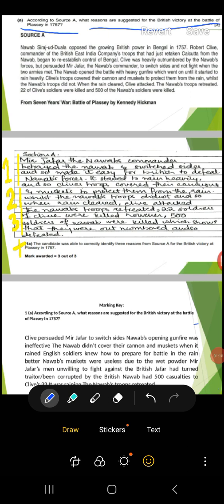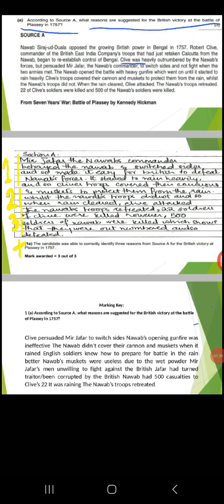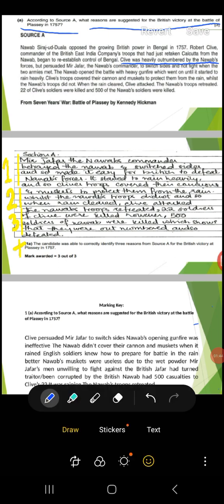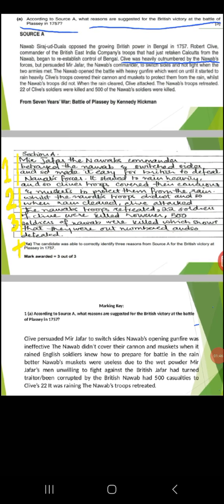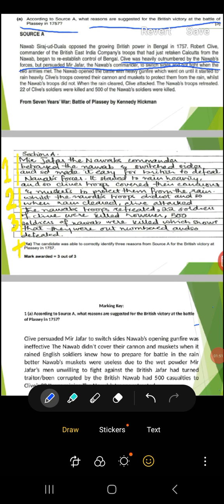Clive was heavily outnumbered by the Nawab's forces but persuaded Mir Jafar, the Nawab's commander, to switch sides and not fight when the two armies met. You see, here you will find the answer. What was the reason given for the British victory? That Clive was heavily outnumbered. Though Clive was heavily outnumbered, we can highlight this. But how did he succeed? He persuaded Mir Jafar, the Nawab's commander, to switch sides and not fight when the two armies met.